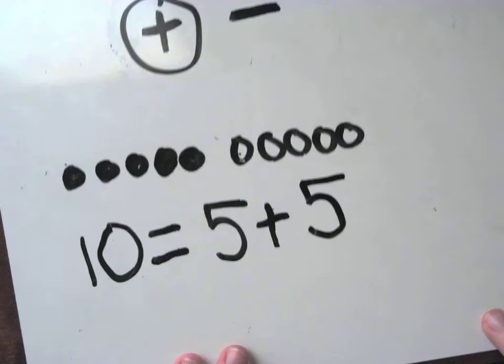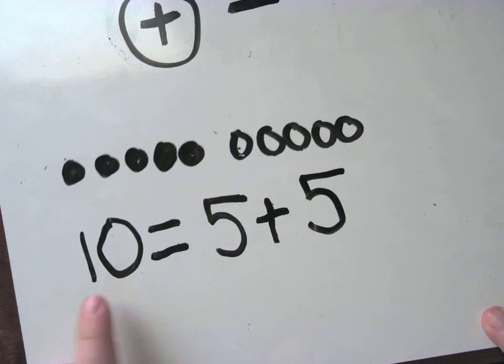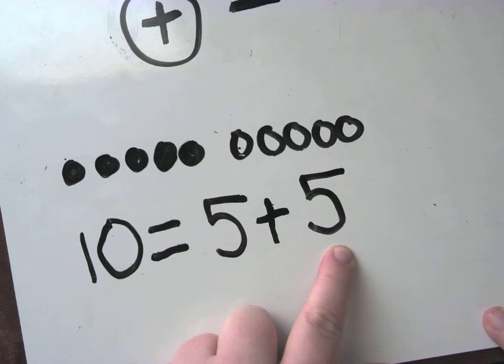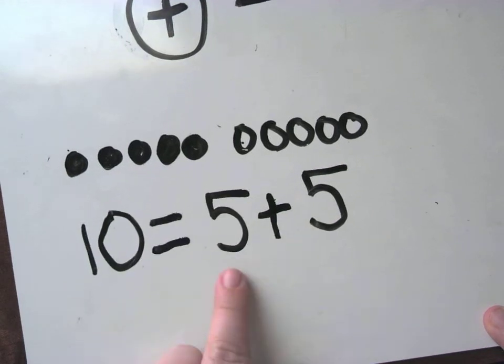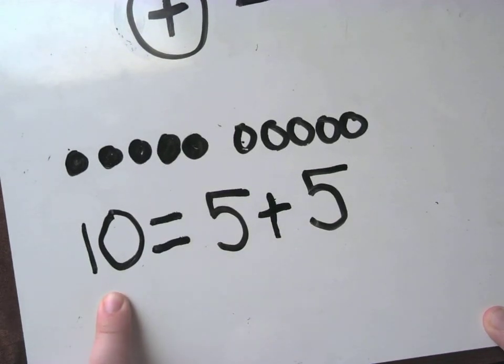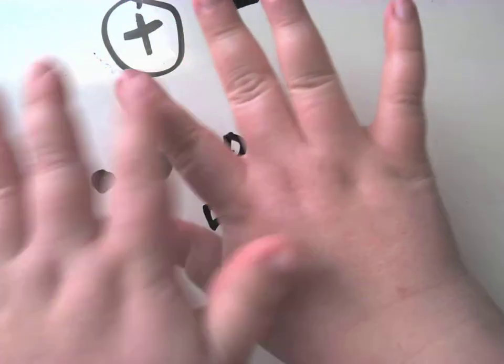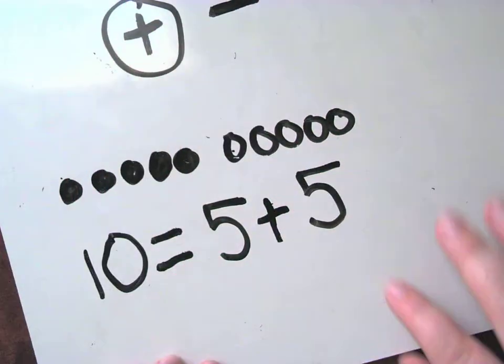So now we're going to read our equation together. 10 equals 5 plus 5. Now you can read this backwards. 5 plus 5 equals 10. So we know that 5 plus 5 more gives you 10.